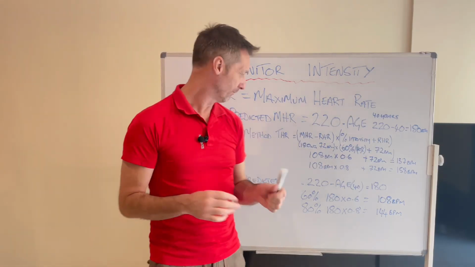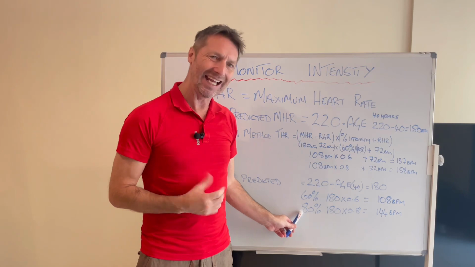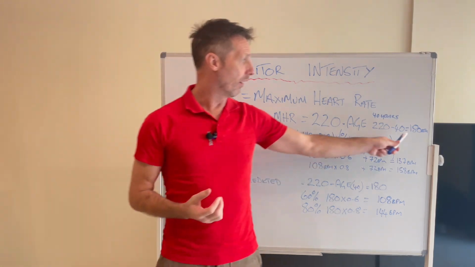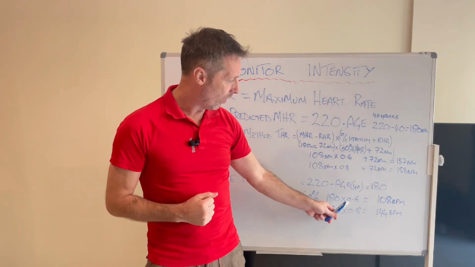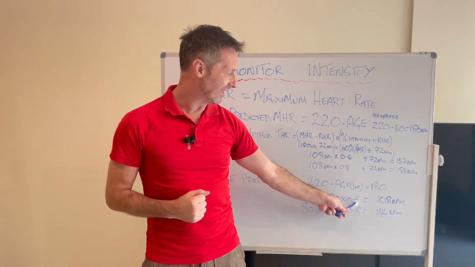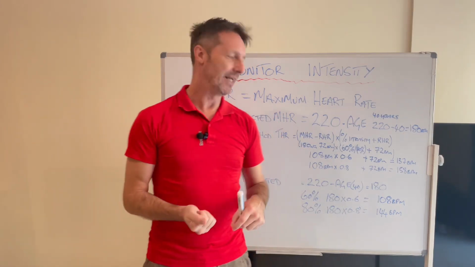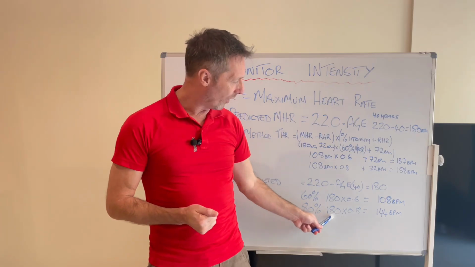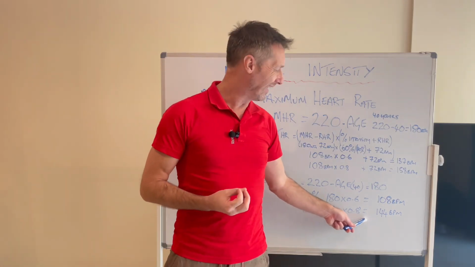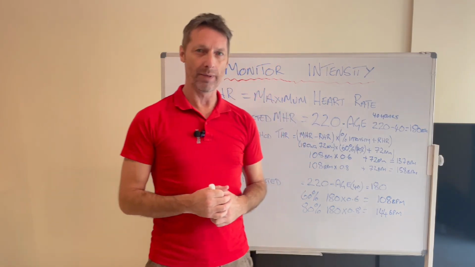So that's easy. Now, if I wanted to work out my client's 60 and 80% of their maximum heart rate, I simply do 180 multiplied by 0.6 for 60%, and I get 108 beats per minute. And I can do 80%, which is 180 multiplied by 0.8, which is equal to 144 beats per minute.